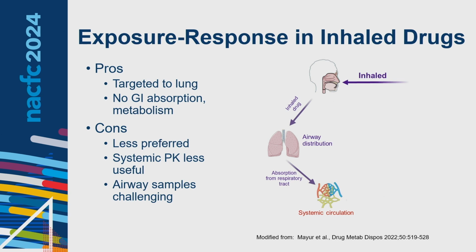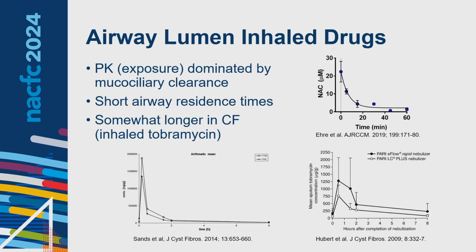Now we're measuring what gets out of the lung and not what's actually in the lung. So that probably means we're going to need to measure things in the airway, and that poses its own set of complications. Airway lumen inhaled drugs tend to be dominated, the PK of those drugs tends to be dominated by mucociliary clearance. This upper right panel is showing an animal study in mice, very rapid reduction in N-acetylcysteine levels after an inhalation. And we see similar studies in humans.